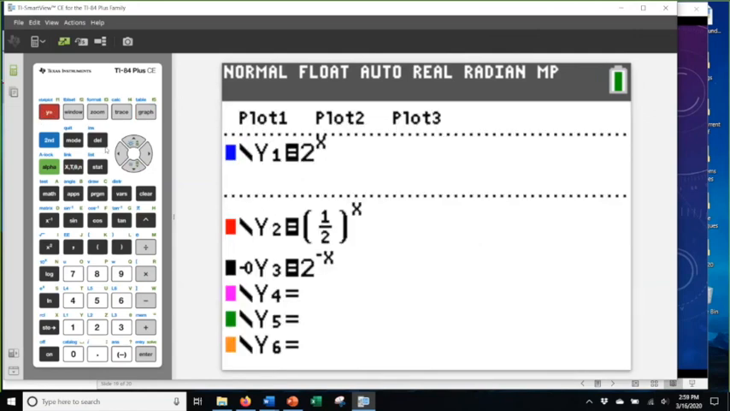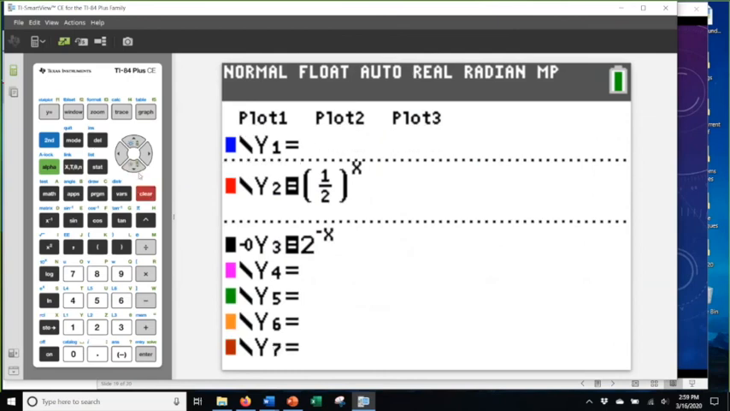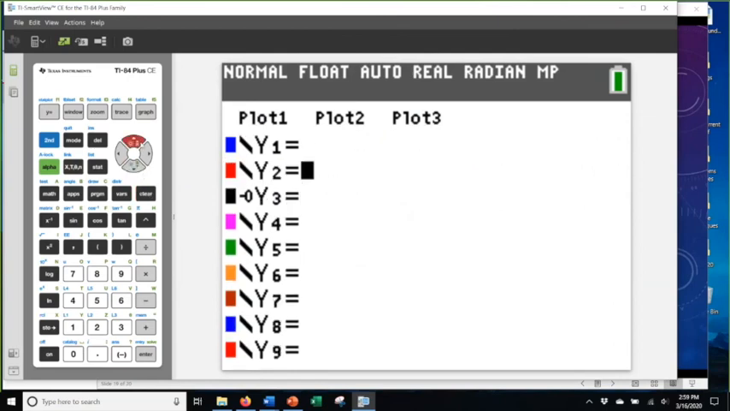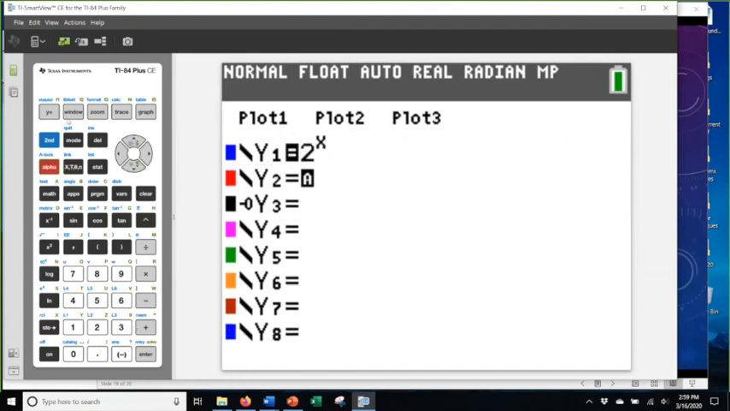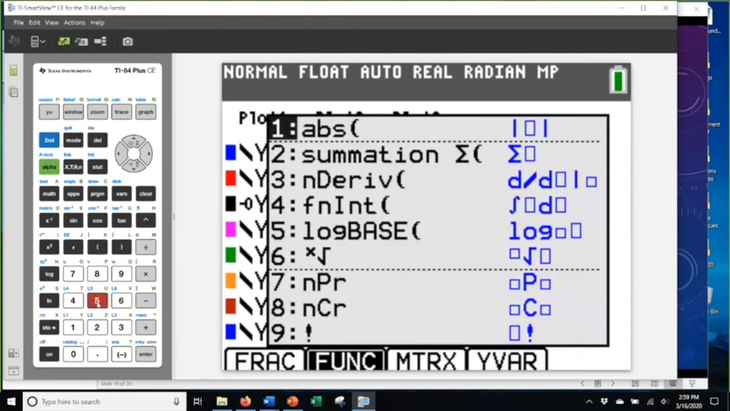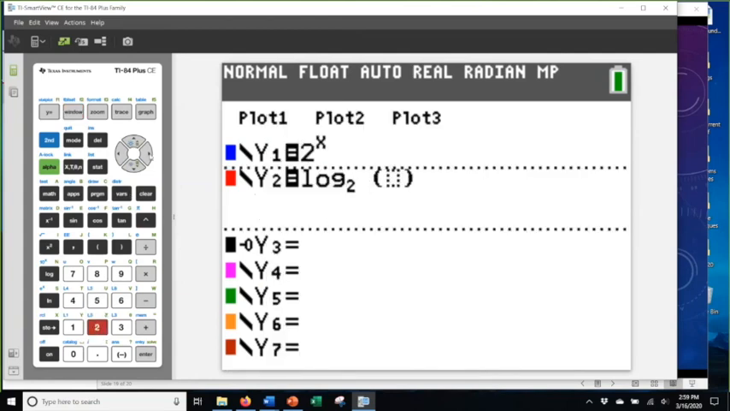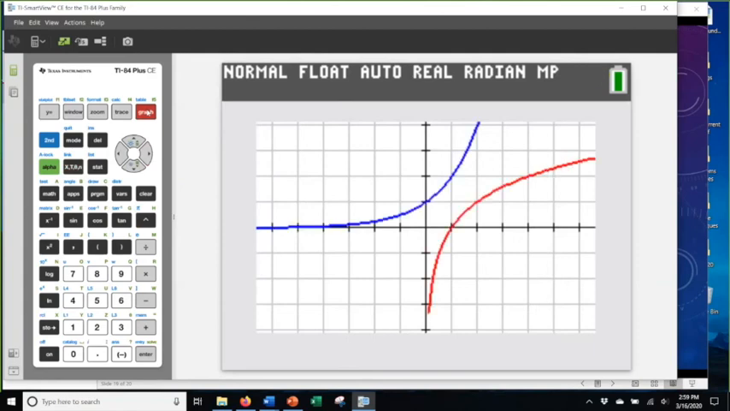Finally, my very last example here is going to be using a log. And let's compare and contrast 2 to the x and log base 2 of x. And how are these the same? How are they different? What do you notice?